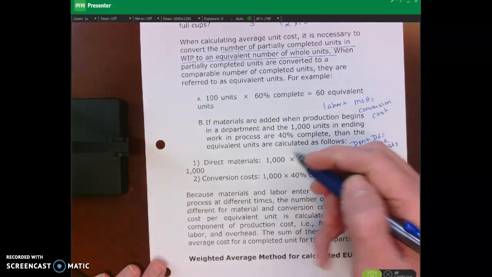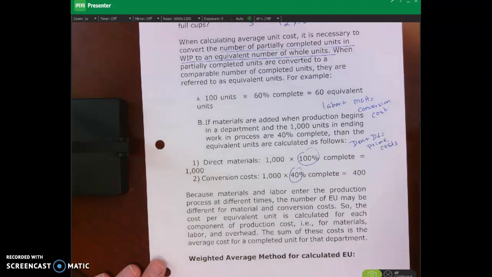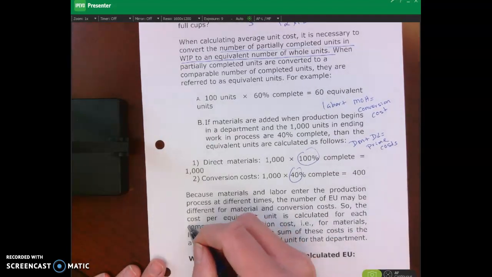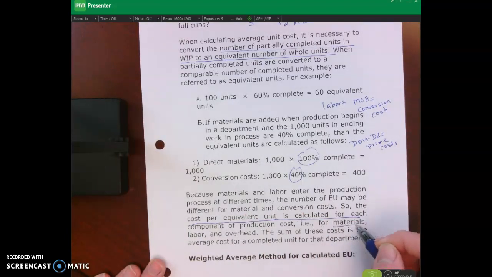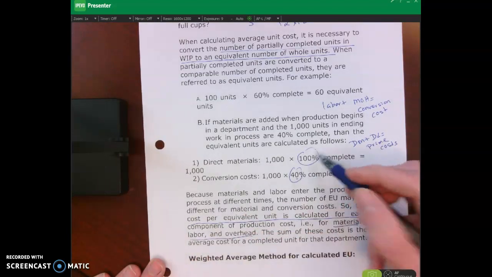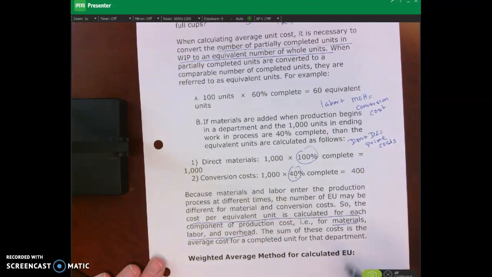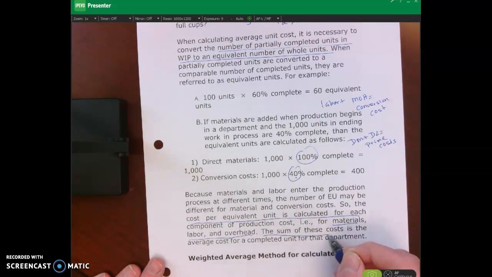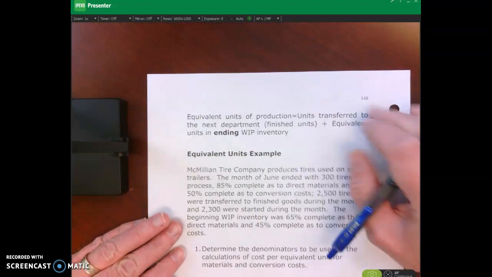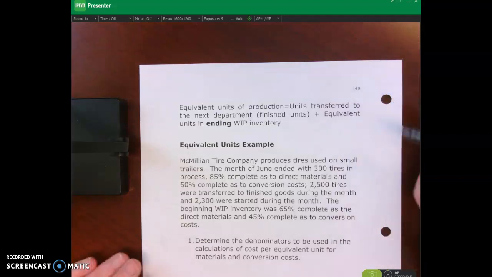So what this naturally means is that because these percent completes are different, we are going to calculate our average cost per unit separately for materials, labor, and overhead. Then we'll add up the average cost for materials, plus the average cost per labor, plus the average cost per overhead, and that gives us the total average cost for making a single unit.